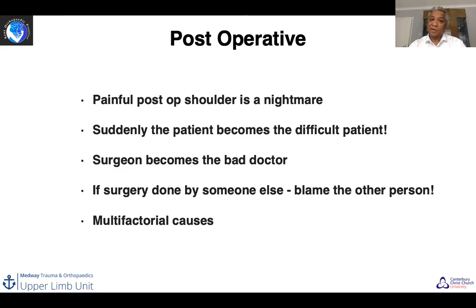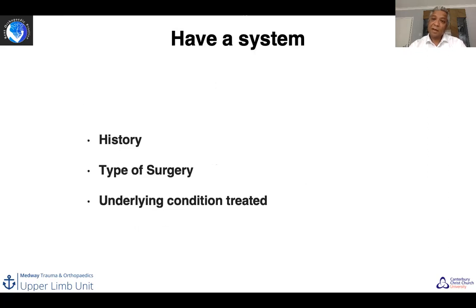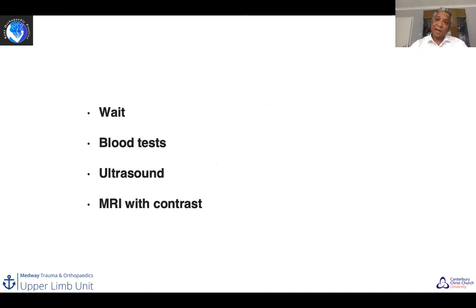It's often multifactorial for shoulder pain. So what do I do? Take a history, look at the type of surgery, as well as the underlying condition that has been treated. Often waiting helps, so too early in any shoulder surgery, unless there are very clear signs of something going very wrong, certainly for the first 3 to 4 months, one can wait, unless there are acute signs of infection or CRPS. Then it's a different story.